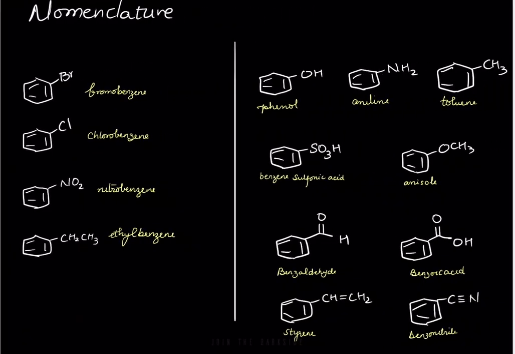Okay, let's go on to the nomenclature. The nomenclature of simple benzenes is going to be really easy. You add the name of the substituent to the benzene. That's it. So as you can see here, you have a bromine on benzene, so it's actually bromobenzene. A chlorine on a benzene is going to be chlorobenzene. As long as you have only one substituent, you're just going to add the name of the substituent in front of benzene.